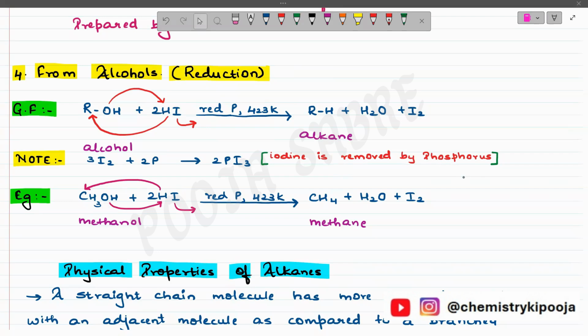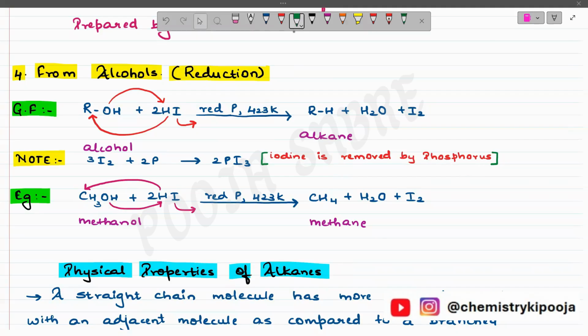Coming to the next reaction, from alcohols. Now we need to prepare alkanes from alcohols by a reduction method. Again, it is of a similar type. Already we have studied such a reaction in the previous lecture.